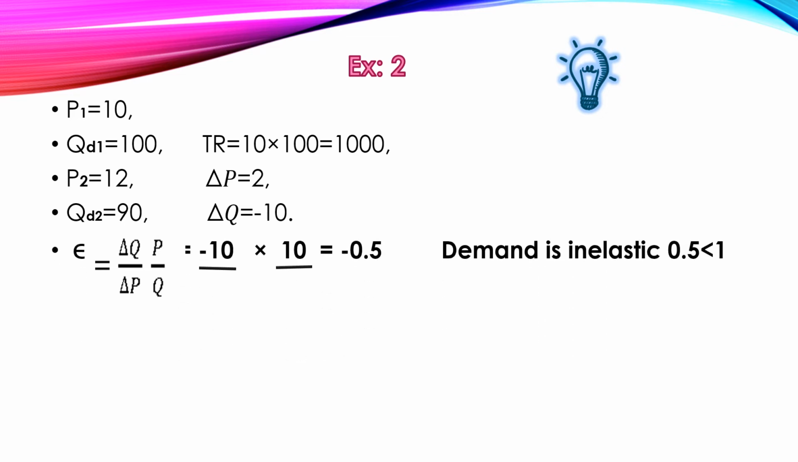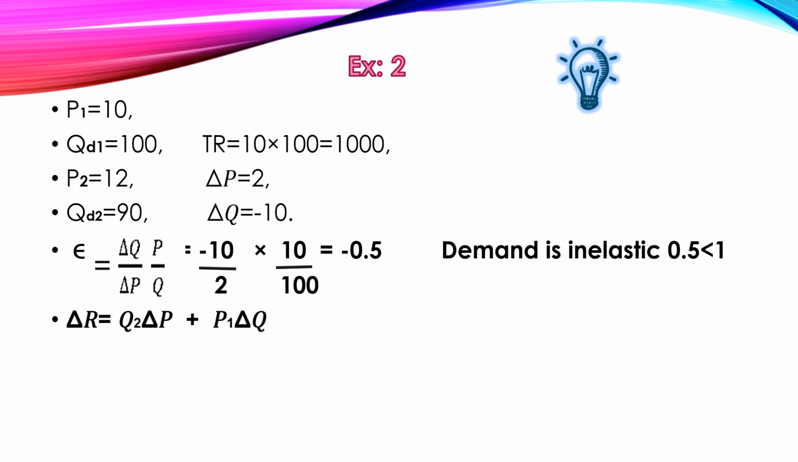The price elasticity of demand equals change in quantity over change in price multiplied by price over quantity. We have change in quantity equals negative 10 and change in price equals 2, price equals 10, quantity equals 100. So negative 10 over 2 multiplied by 10 over 100 equals negative 0.5. Demand here is inelastic. Why? 0.5 is less than 1.